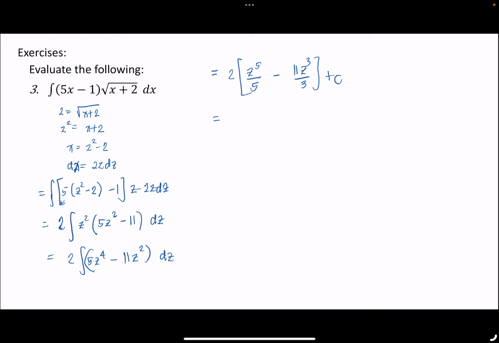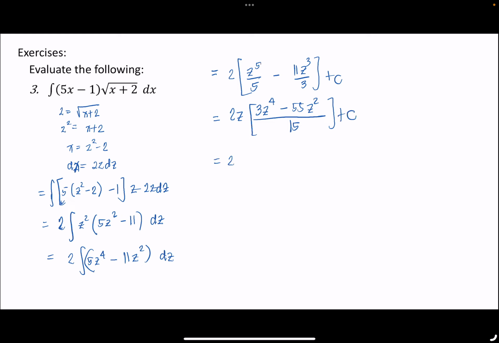So we factor out a z, and then the LCD is 15. So 15 divided by 5 is 3. So we have 3z to the fourth. Minus 15 divided by 3 is 5. So minus 5z squared plus c.